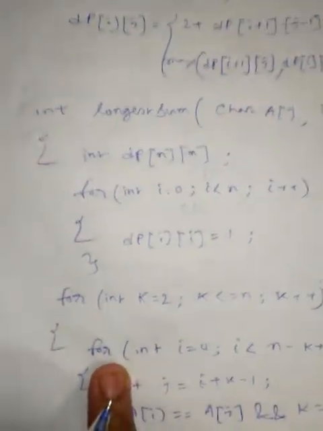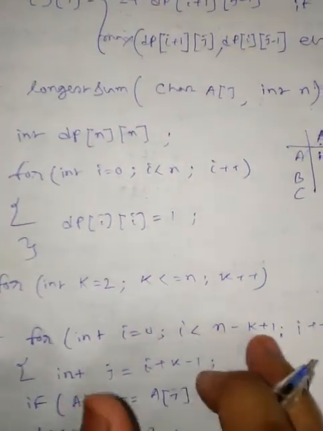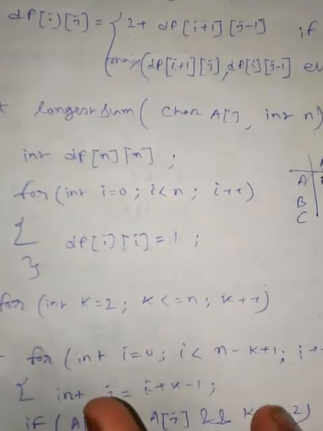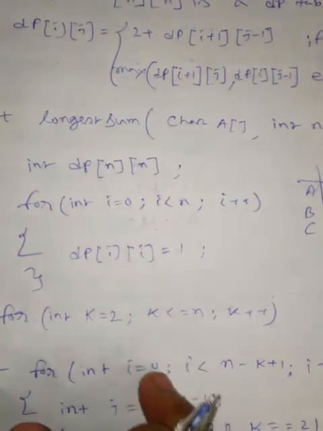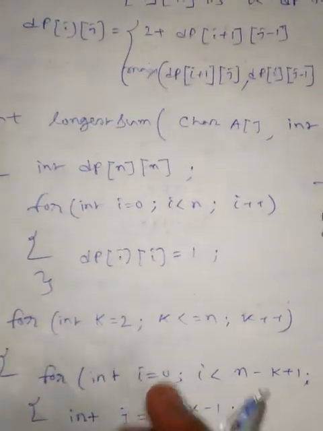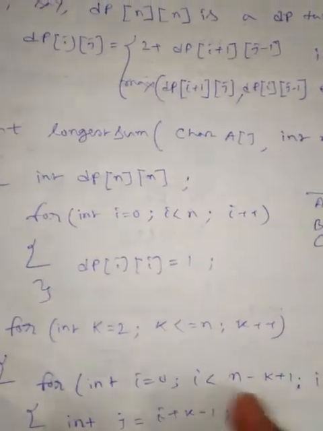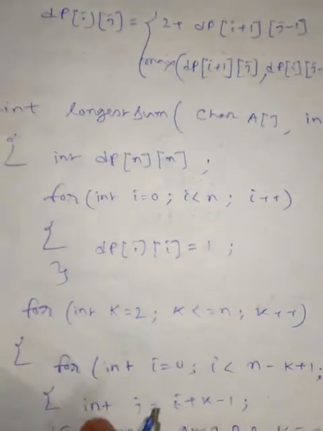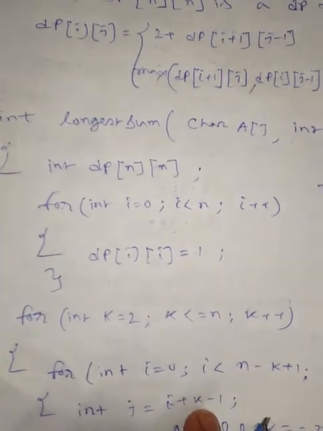Now for each k, for int i equal to 0, i less than n minus k plus 1, i plus plus. For each k value, we have to take two pointers, the last pointer and the first pointer. Here i is the first pointer, and i goes from 0 to n minus k plus 1. You can understand how this n minus k plus 1 happens. So here j is i plus k minus 1, the last pointer.